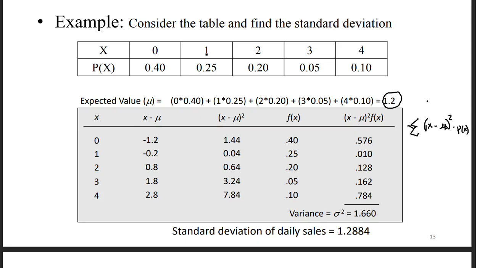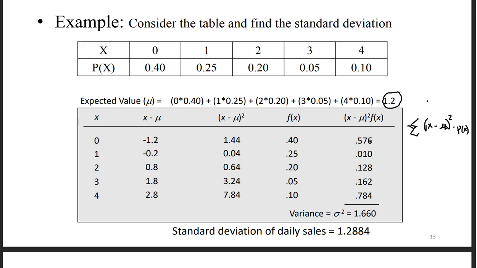Let's look at the next value of x, which is 1 with a probability of 0.25. Remember, our mean is 1.2. So step 1, we will subtract the 1.2 from 1, so it will be 1 minus 1.2. That will give us negative 0.2. We will square it. We square the negative 0.2. That will give us 0.04. We will multiply 0.04 by the value of the probability, which is 0.25, and that will give us 0.010.